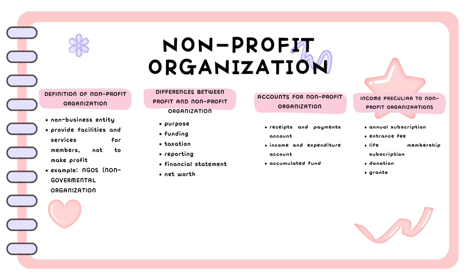Profit organization records its financial statement in profit or loss and other comprehensive income, while non-profit organization records their income in income and expenditure account. Net worth for profit organization, their profit or loss is transferred to capital account, while non-profit organization is their surplus or deficit is transferred to accumulated fund.